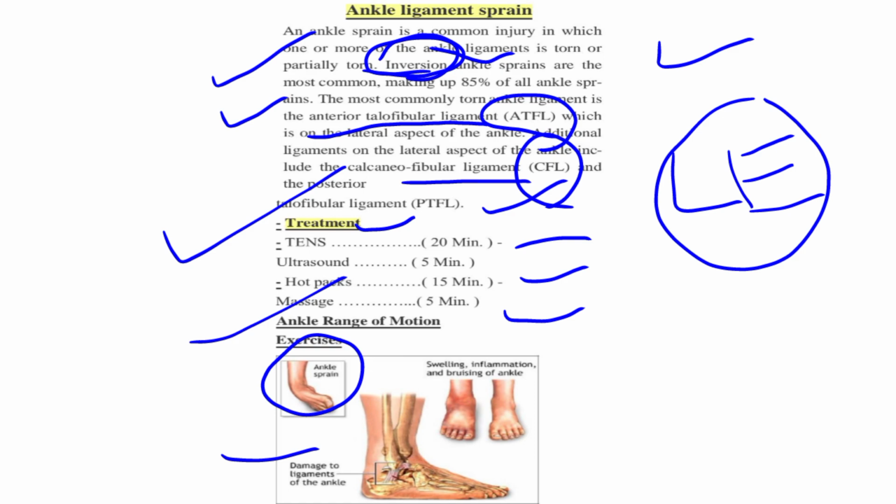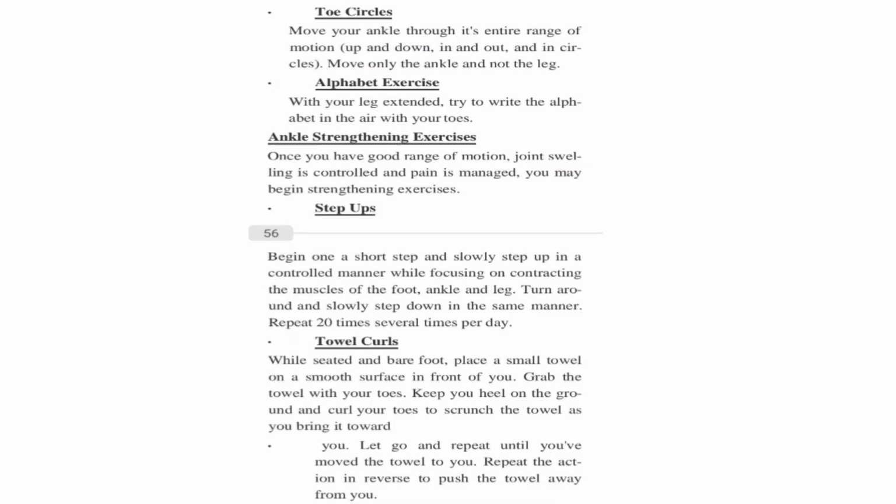In case of ankle ligament sprain, there is swelling, inflammation, and bruising of the ankle. You can see here. We can go for exercises, and the first is toe circles. Move your ankle through its entire range of motion, so that there is reduced inflammation and increased blood flow: up and down, in and out, all the normal range of motions. Move only the ankle and not the leg, only the ankle joint range of motion.